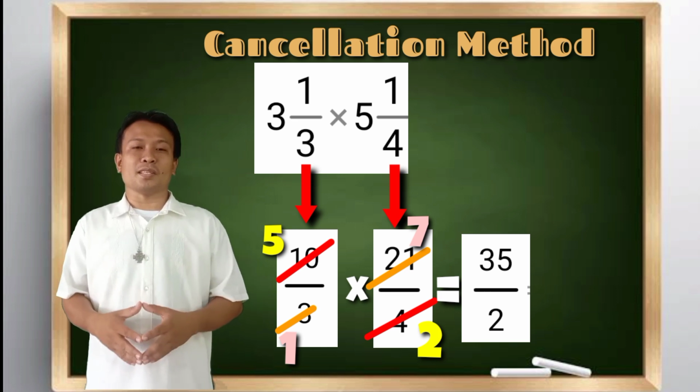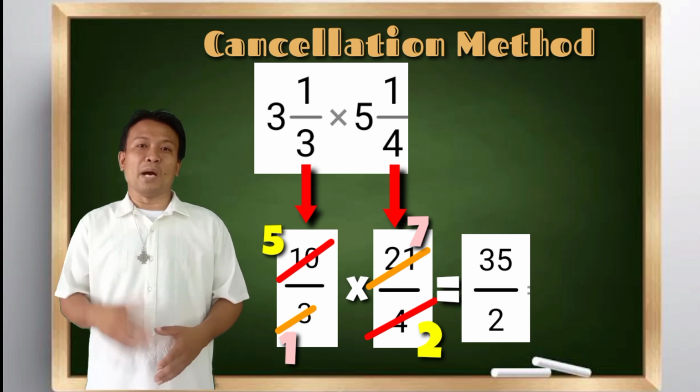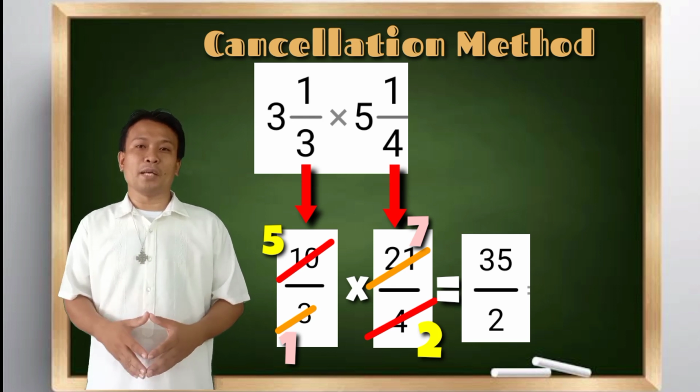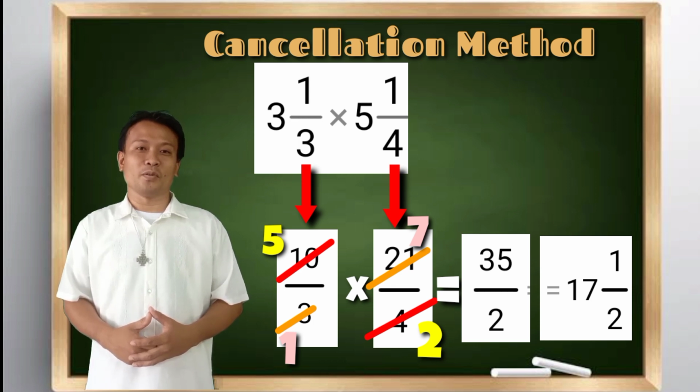Since the result is an improper fraction, change it to mixed fraction by dividing 35 by 2. The answer is 17 and 1/2.